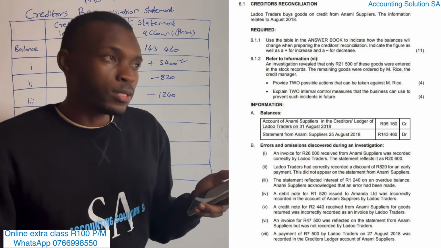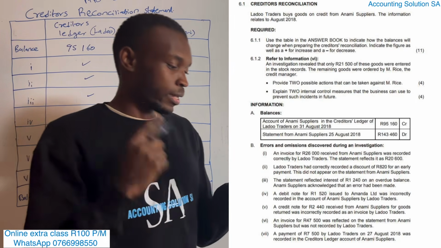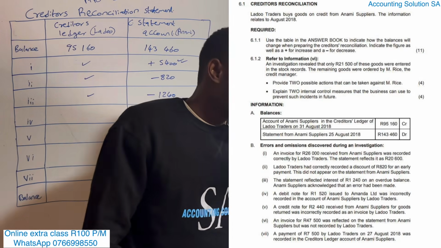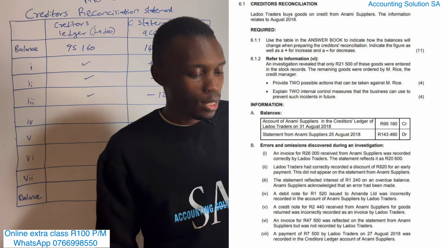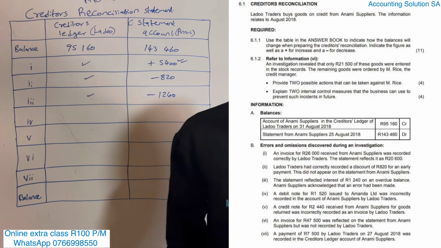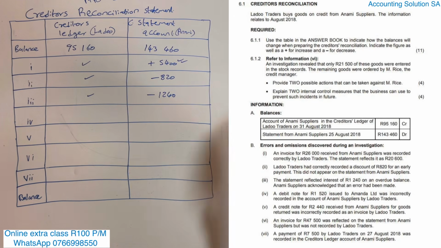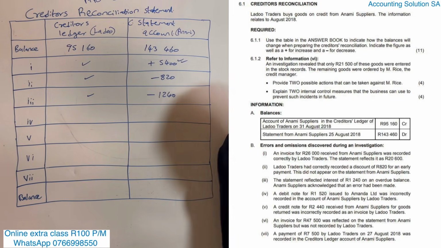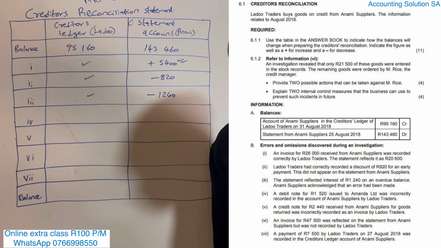A debit note and credit note, just know that something was returned back. Okay. A debit note for 1,520 issued to Amanda Ltd was incorrectly recorded in the account of Anami supplier by Ladu Traders. Okay. What actually happened here? There was a note which was returned to Amanda Ltd.